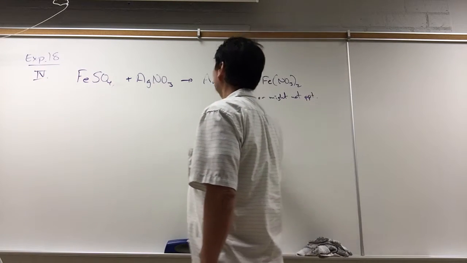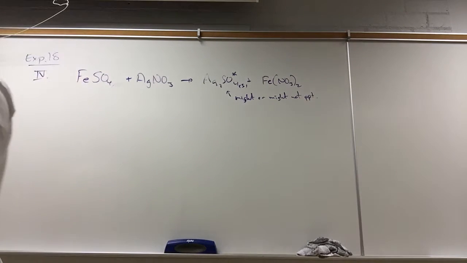But anyway, you could form silver sulfate solid. Sulfates are mostly soluble, except for silver, lead(II), mercury, calcium, strontium, barium. Right? But silver is one of these borderlines, so maybe we'll see it, maybe we won't. But this is not a metathesis experiment. What is this experiment? This is a redox experiment.